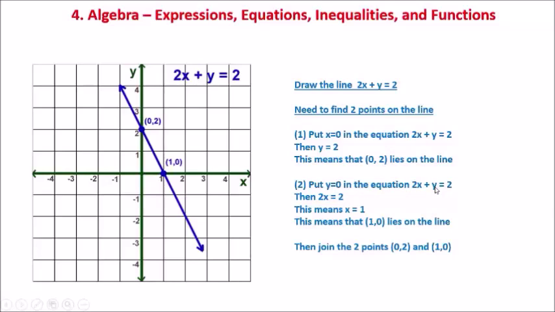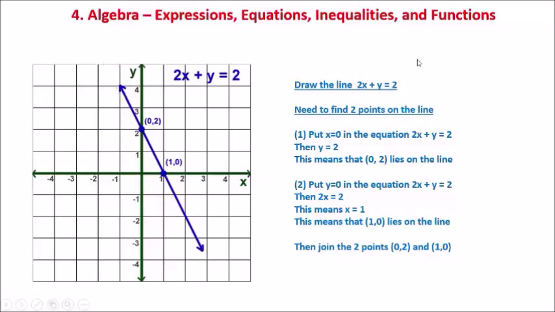What do I get? Plug it in, 2x equal to 2, x equal to 1. That means that (1, 0) lies on the line. If you go look at the line, (1, 0) lies on the line. So now I have exactly 2 points, (0, 2) and (1, 0), 2 ordered pairs. Then you just join the 2 points, and that's the line.